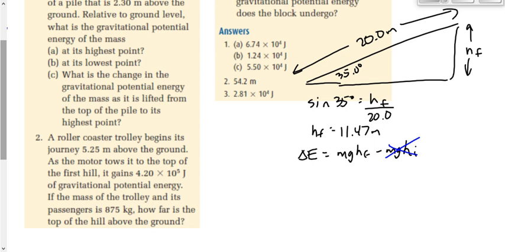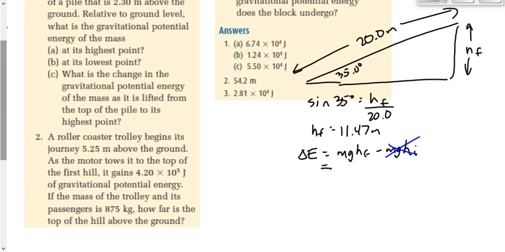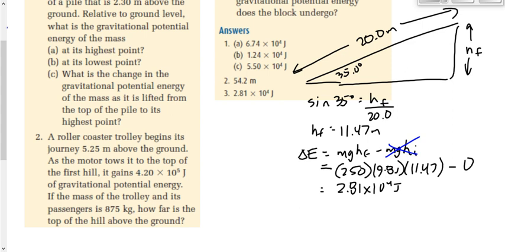All right, let's calculate that now. M is, what is M here? 250 times 9.81 times the final height, which we just figured out is 11.47 meters. And technically that's minus 0. But when we do that math, it works out to be the same value, 2.81 times 10 to the 4 joules.